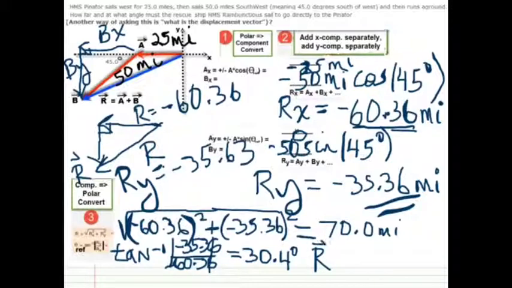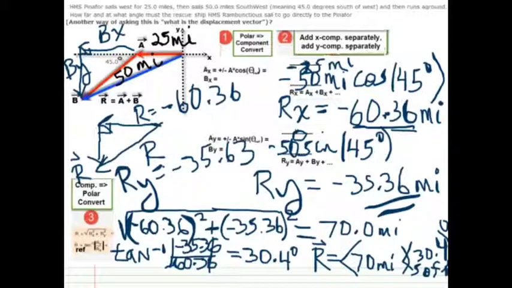The resultant vector in polar form: the rescue ship needs to sail 70 miles at an angle of 30.4 degrees south of west. And that's all.